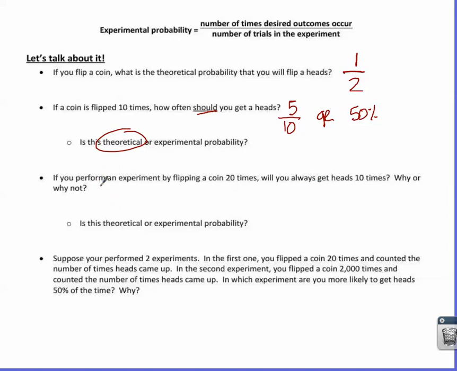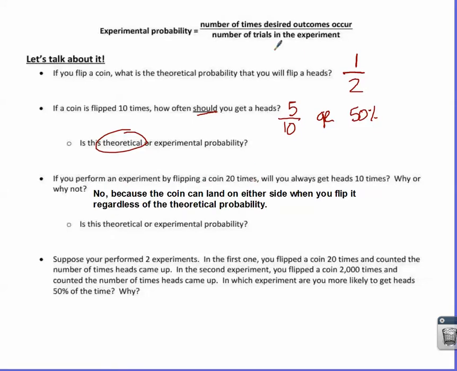So your answer should be no, because the coin can land on either side when you flip it regardless of the theoretical probability. So is this theoretical or experimental probability? This would be experimental.